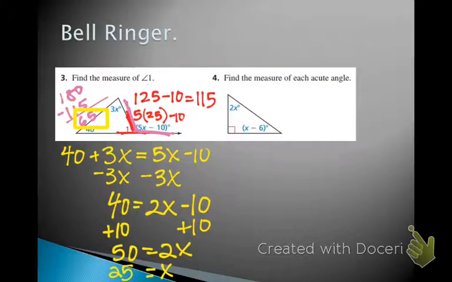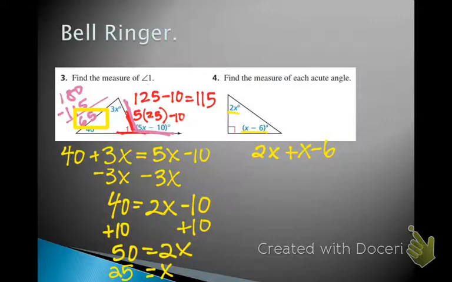Number 4, we're trying to find the measure of each acute angle. What do you know about the angles inside of a triangle? They add up to 180, so let's start. We've got 2x, which is my first angle. I think we're just going to have to deal with yellow. So 2x, keep adding, x minus 6.